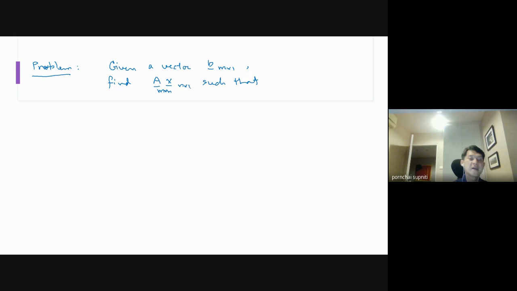basically we want to use ax to approximate b such that the error from the approximation, or e, which is b minus ax, is as small as possible. Okay, so this is the problem statement.